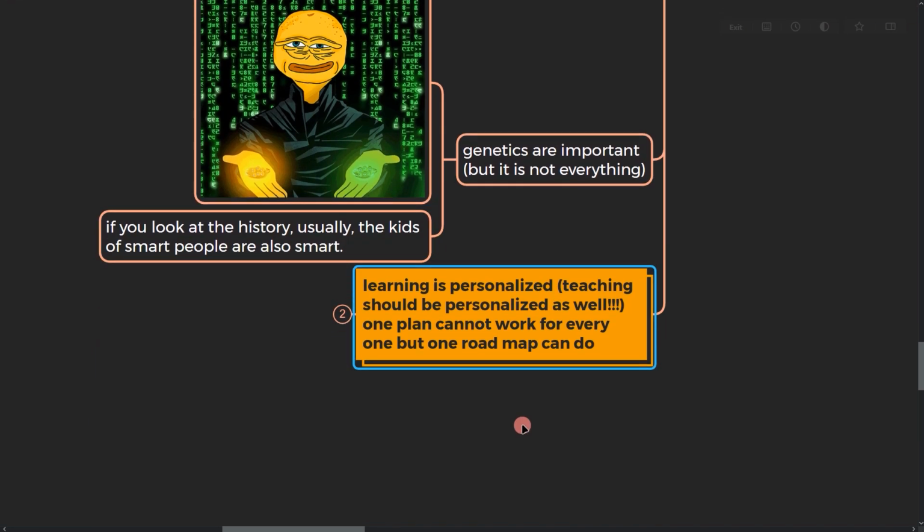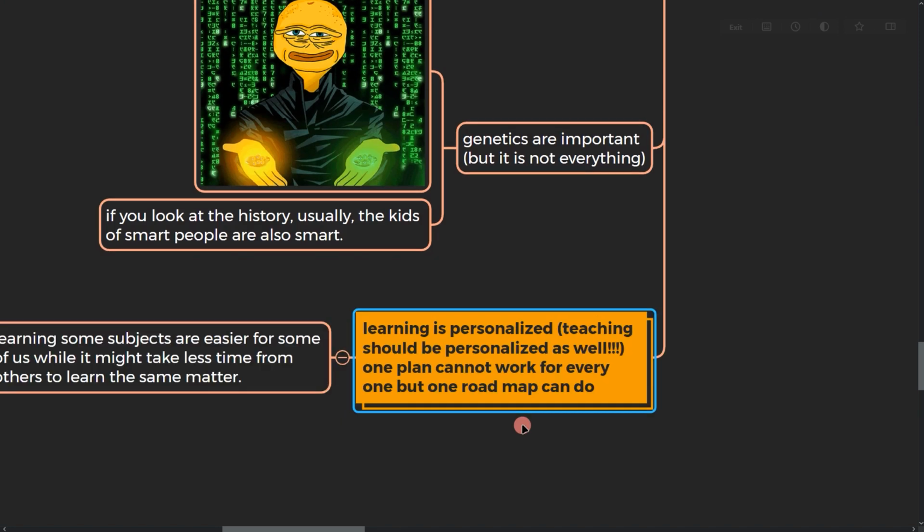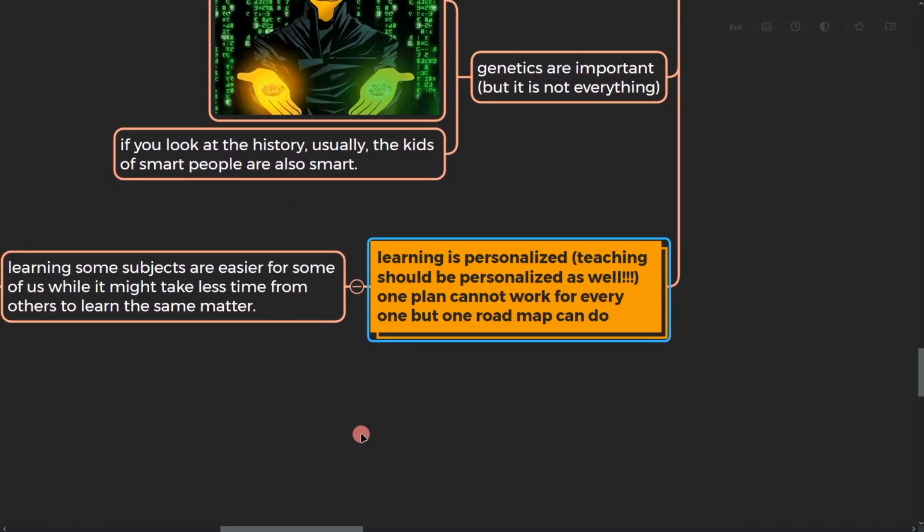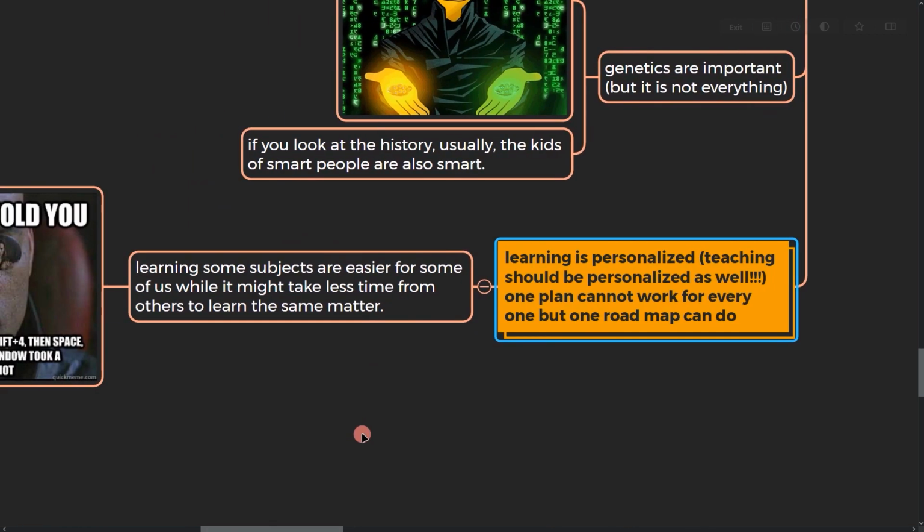All right, and most importantly, learning is personalized. Teaching should be personalized as well. One plan cannot work for everyone, but one roadmap can do. So what does this mean actually? It means that we learn differently in a school. But what do I mean by one roadmap? It's not far-fetched that if you want to learn a new vocabulary, looking at an image for that vocabulary and seeing some video example that uses that vocabulary facilitates the learning process. All right, this is a fact. It's not like it's not true for everyone.